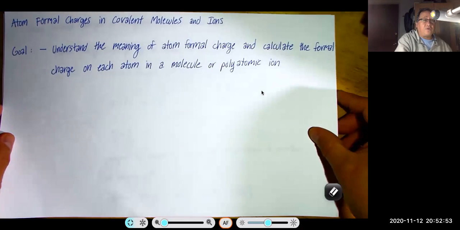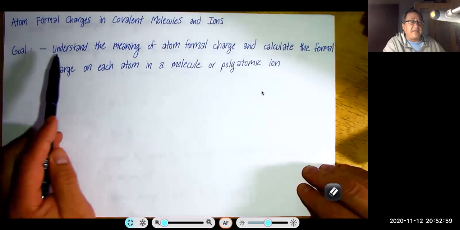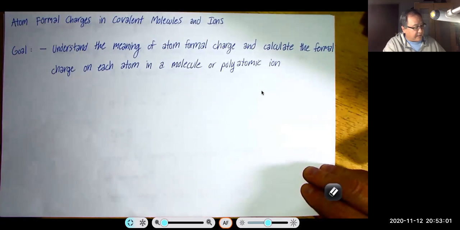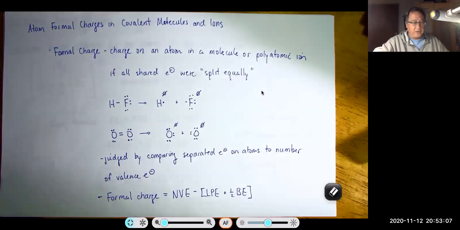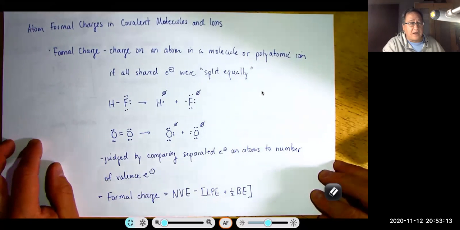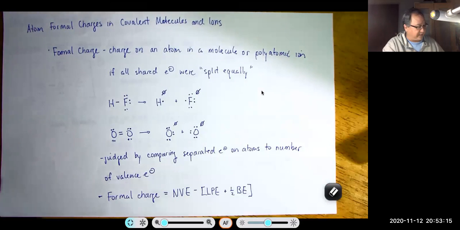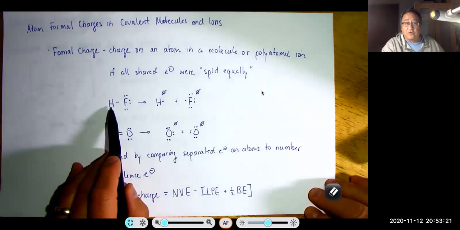Okay, so let's look at formal charges. So let me grab the right set here, and here we go. Atom formal charges in covalent molecules and ions. The goal is to understand the meaning of atom formal charge and calculate the formal charge on each atom in a molecule or polyatomic ion. Formal charge is the charge on an atom in a molecule or polyatomic ion if all shared electrons are split equally. So I want you to take a look at this Lewis structure for hydrofluoric acid.